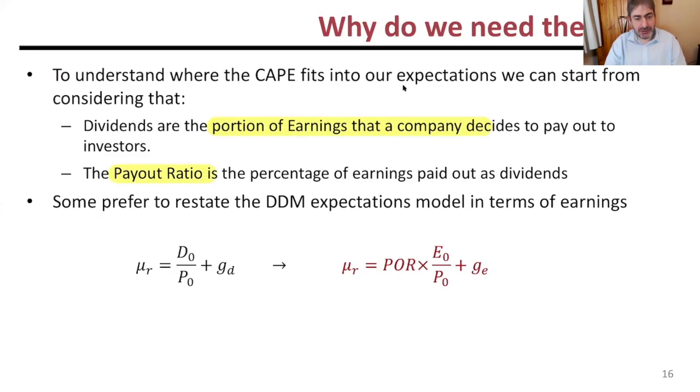I assume this is easy. So the way we translate the dividend discount model into earnings is simply to replace dividends with earnings multiplied by payout ratio, okay? So we simply replace dividends with earnings multiplied by payout ratio. And then, of course, we replace the growth rate of dividends with the growth rate of earnings. Okay, any questions up to this point?